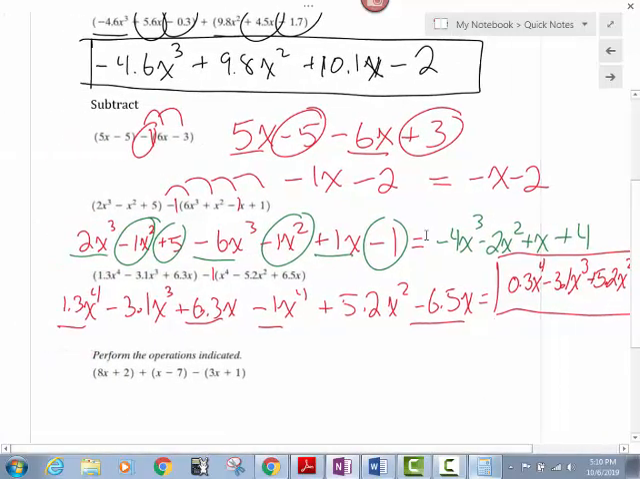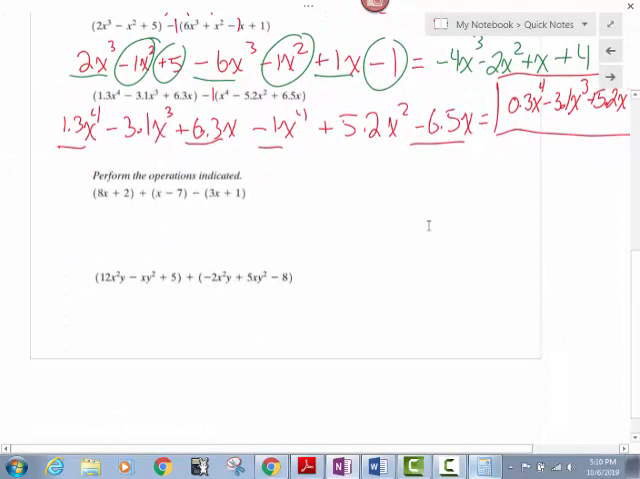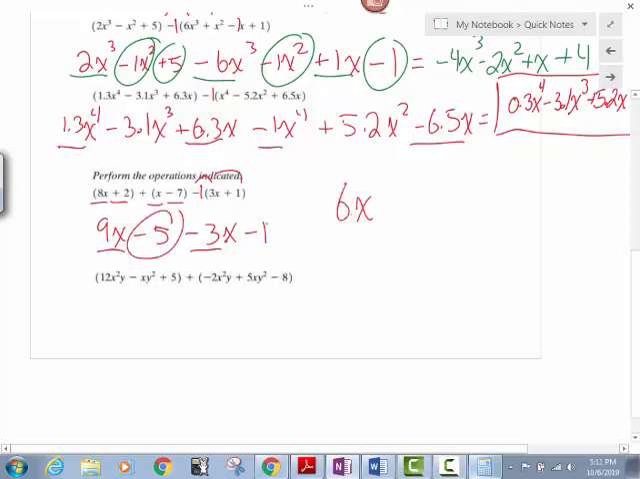All right. Let's take a look at these next two. So it says perform the operations indicated. Okay, so what I'm going to do here, because those are being added, those we can do relatively quickly. 8x plus another one is a 9x. A plus 2 and a minus 7 is a minus 5. Now, I will think of this here as a negative 1. That's a negative 3x and a minus 1. So 9 minus 3, 6x. A minus 5 and a minus 1 is a minus 6.